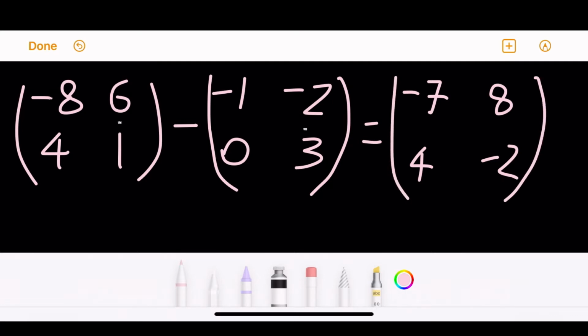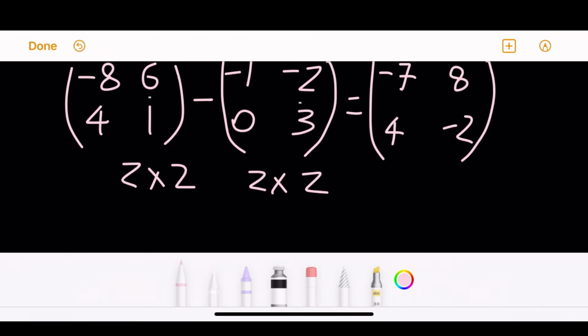But bear in mind that when we are adding or subtracting matrices, we can only do so if they have the same dimensions. So in this case it's a 2 by 2 with a 2 by 2. But let's say we have a 2 by 3 matrix and a 2 by 2; these two cannot be added or subtracted together. Alright, now that's clear, so we can move on to multiplying matrices.